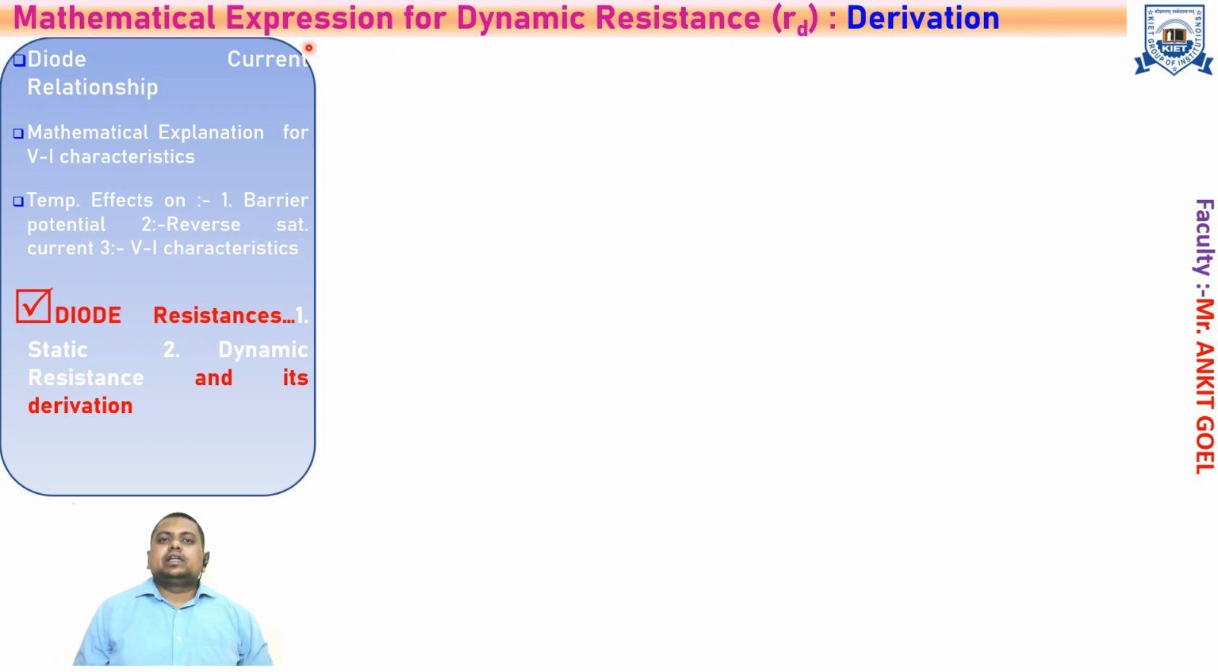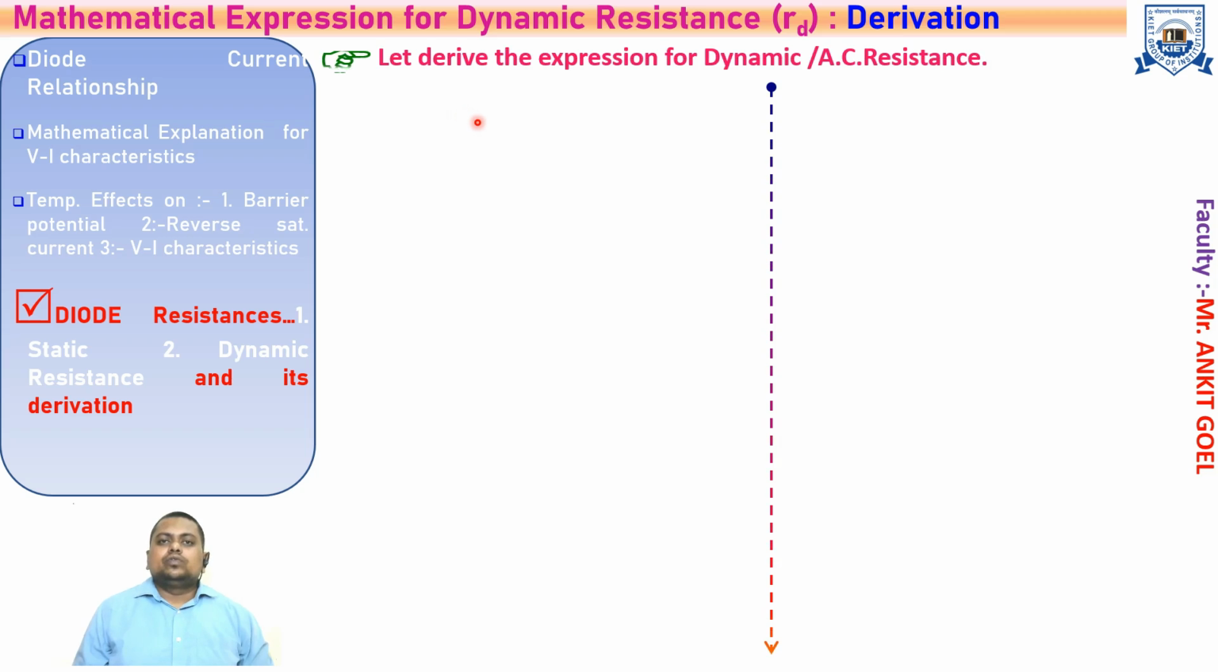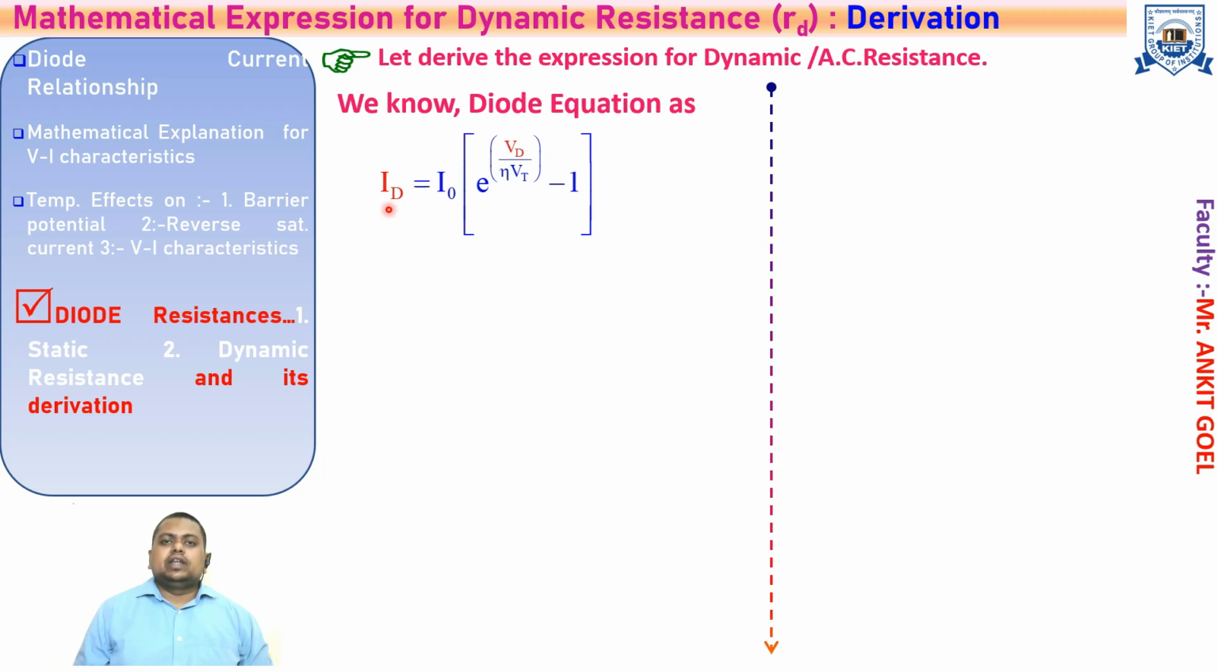Let's derive the mathematical relation for the dynamic resistance using the diode equation. We already know the diode equation is given as ID equals I naught e raised to the power Vd upon eta Vt minus 1, where I naught denotes the reverse saturation current, Vd denotes the voltage across the diode, and eta denotes the semiconductor constant, which is 1 for germanium and 2 for silicon.